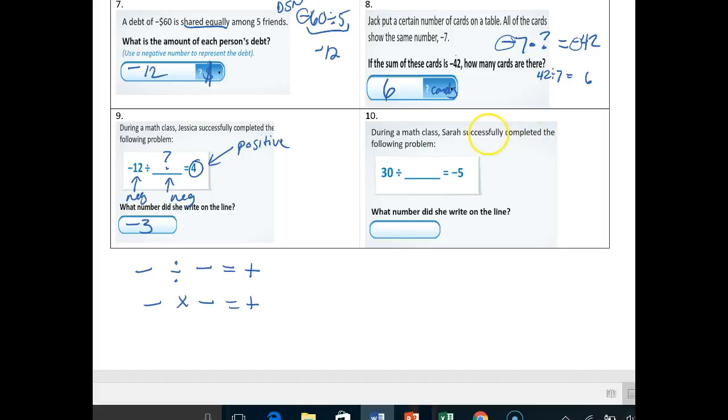During math class, she successfully completed the following problem. So since this is negative and this is already positive, this can't be a positive, because a positive divided by a positive is a positive. So this has to be a negative, a DSN. This is an example of an SSP, right? Same signs positive. This is an example of a DSN, different signs negative. So 30 divided by what number gives you 5? And the answer is 6, but remember we want it to be negative, so negative 6. All right, get to Buzz Math.